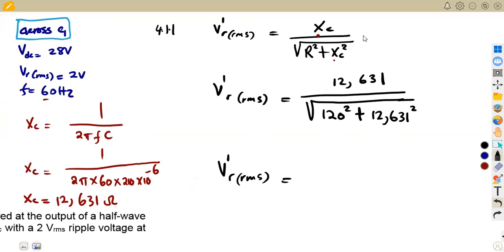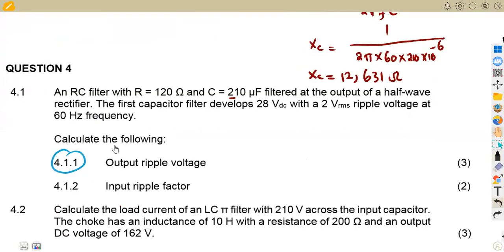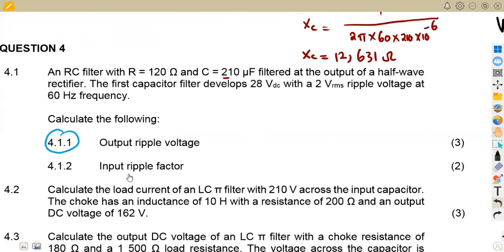Regarding the reactance, we are supposed to multiply by the ripple, the RMS value that we are given here across capacitor C1. Sorry for that. I'm seeing now that these are just reactances only. So our VR in this case is going to be what? You multiply that, and you must obtain something like 0.209 volts in this case. That is how we're supposed to calculate the output ripple voltage. And here we need the input ripple factor.